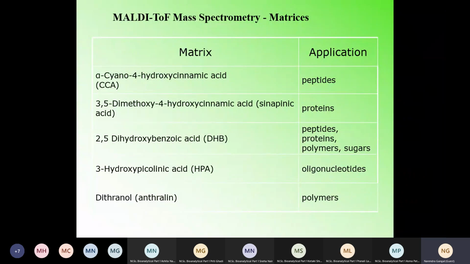Various matrices are used. There is alpha-cyano-4-hydroxycinnamic acid, used typically for peptides. Then 3,5-dimethoxy-4-hydroxycinnamic acid, which is again typically used for proteins. You will not find applications like small molecules in the list, like say sugar, simple materials like xylene, or maybe some of the pesticides. You will not find them in the list. Why is it not in this list of applications?